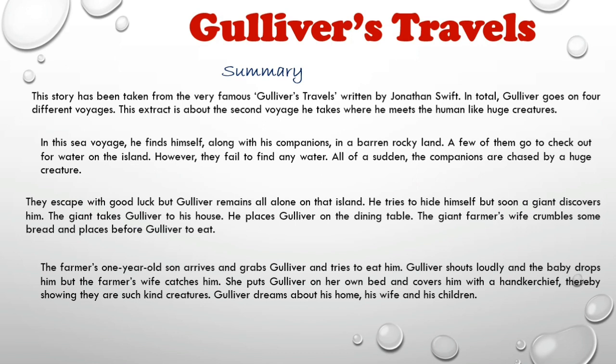Now, the summary of the story Gulliver's Travels. This story has been taken from the very famous Gulliver's Travels, written by Jonathan Swift. In total, Gulliver goes on 4 different voyages. This extract is about the second voyage he takes where he meets the human-like huge creatures. In this sea voyage, he finds himself, along with his companions, in a barren, rocky land.